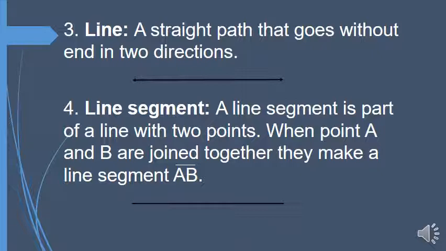Point A is joined with point B, so it is limited. Together they make a line segment AB, and it is written with a line over them. So AB, a line segment, is a part of a line with 2 points, 1 point here and 1 point over here. That's what makes a line segment.